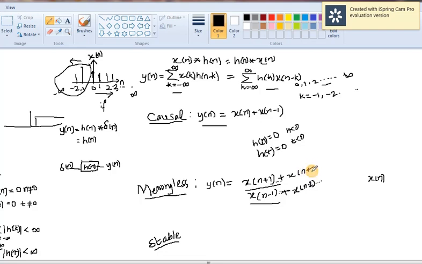So as long as these values are present, we can't say our system is memoryless. A system is said to be memoryless if the output of the system depends on only the present value of our input. This is possible only when k takes the value 0. This is possible when k is equal to 0. Otherwise, for other values of k, it is impossible. So the condition for memoryless is this one.